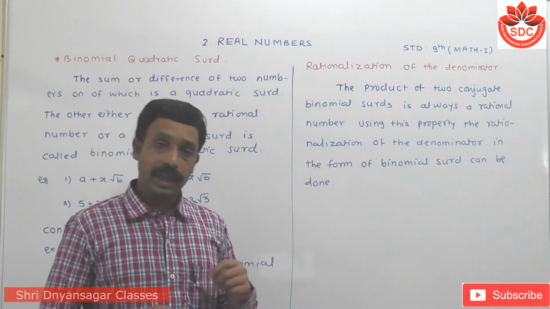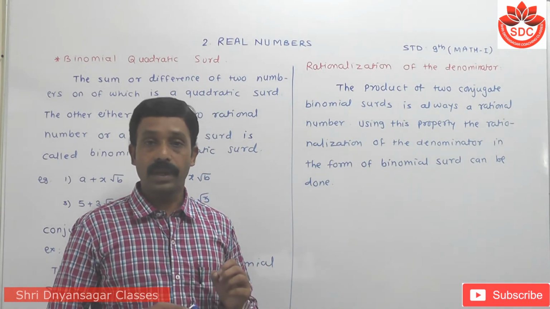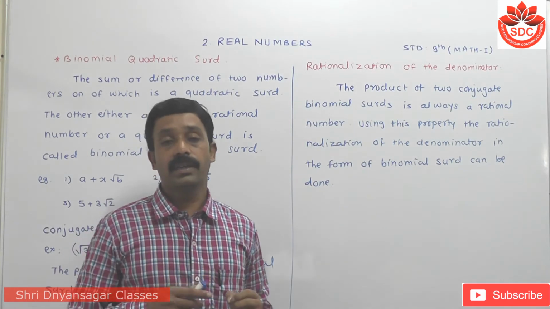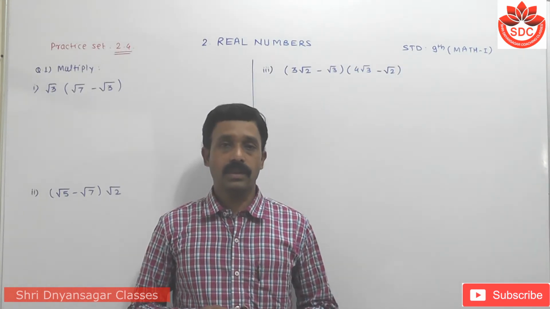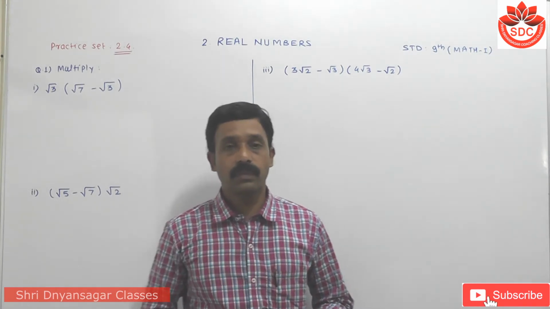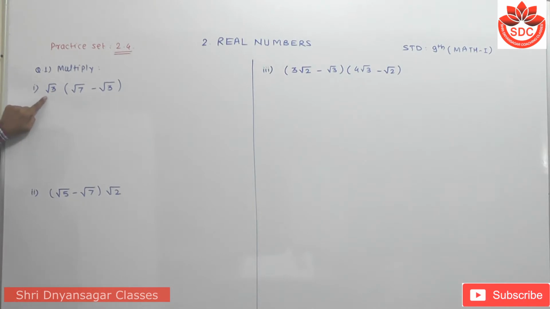Okay, we take the examples of practice set 2.4. Now we discuss these examples. Let's take the examples of practice set 2.4. The first question is to multiply: root 3 into root 7 minus root 3.